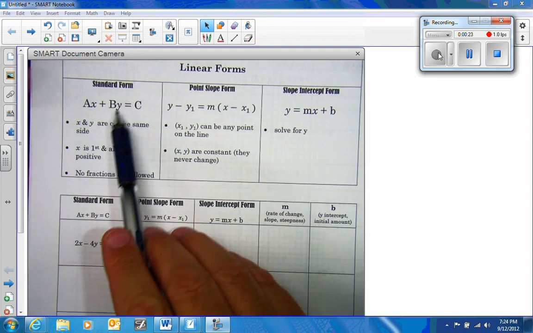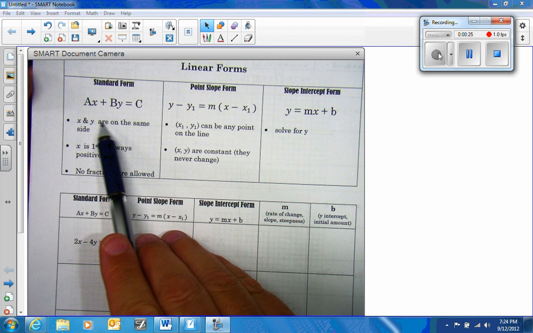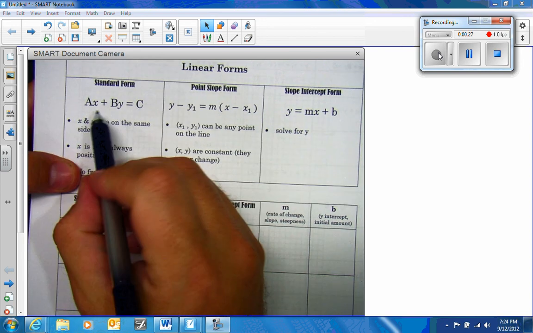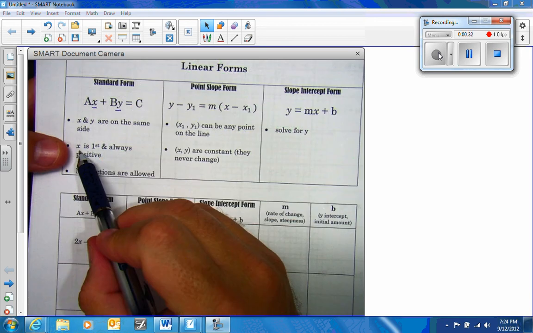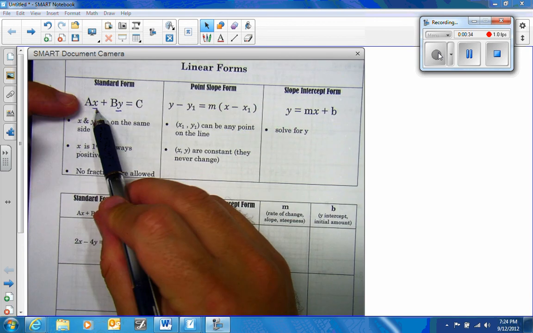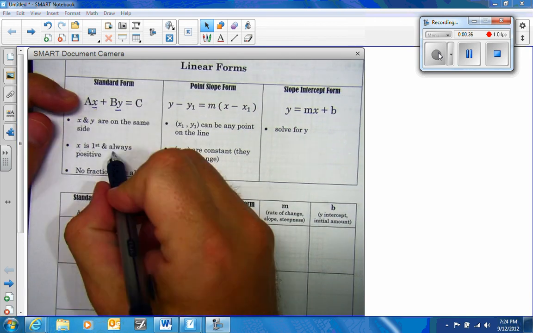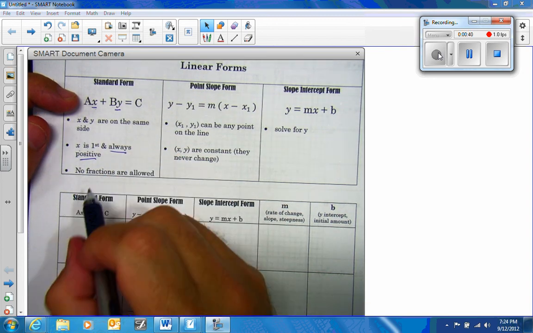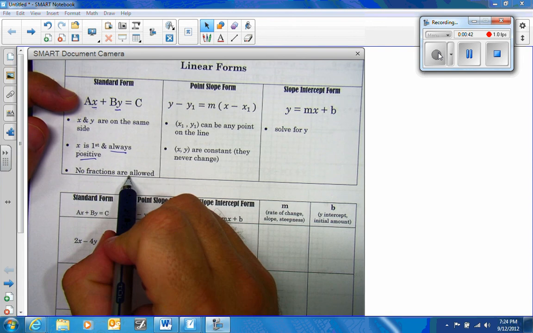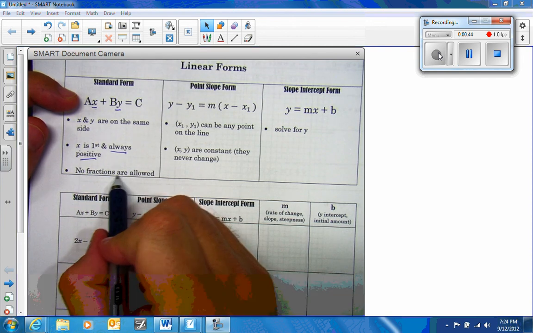With standard form, x and y are always on the same side. X is first, it's always first, and always positive. Make sure it's always positive. So if it's negative, we've got to change that. Next, no fractions are allowed. So if you see any fractions, we're going to learn how to get rid of them.